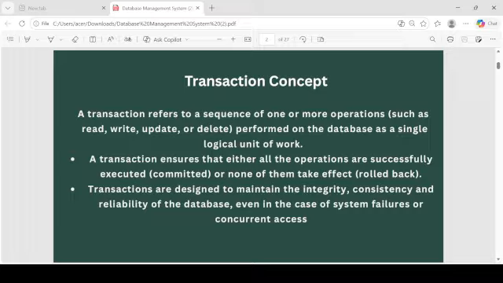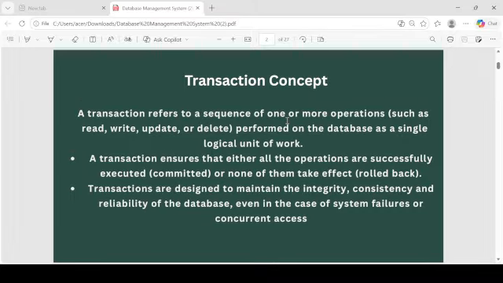What is the transaction concept? A transaction refers to a sequence of one or more operations performed on the database as a single logical unit of work. Transaction is basically multiple operations performed on the database as a single logical unit, such as read, write, update, and delete. A transaction ensures that either all operations are successfully executed, that is committed, or none of them take effect, which is rollback. Transactions are designed to maintain the integrity, consistency, and reliability of the database even in the case of system failures or concurrent access.